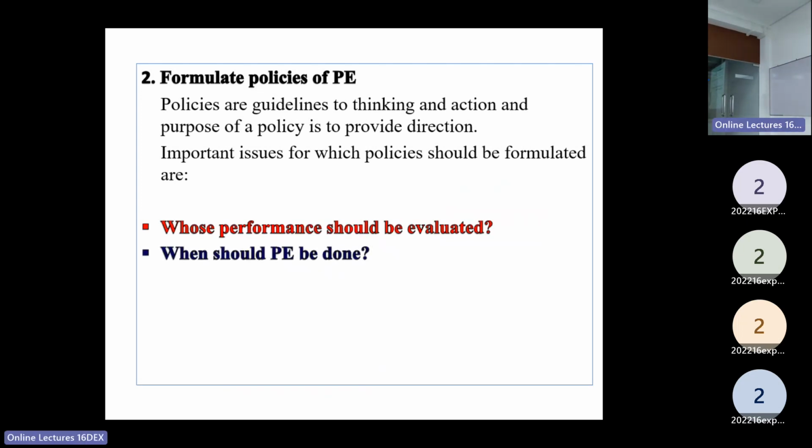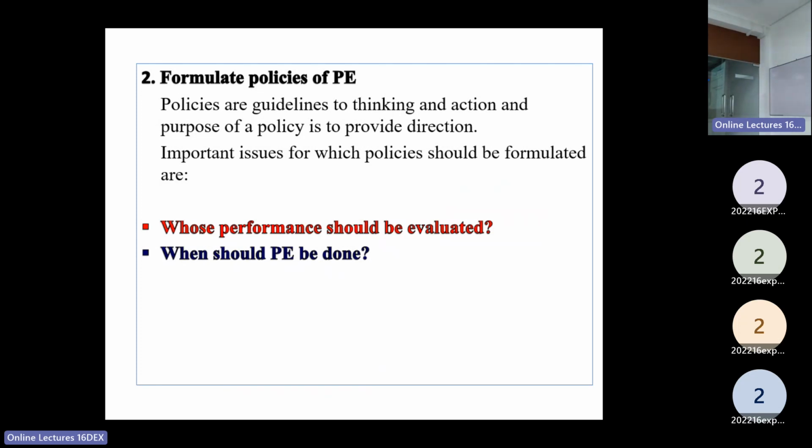There are many categories of employees. There are managerial employees, non-managerial employees, professional employees, technical employees, factory employees, office employees, and permanent employees, temporary employees, casual employees. There are many categories. Whose performance is evaluated? This is the question. If your boss asks you to do a performance evaluation, first you should ask whose performance should be evaluated. That is the policy decision. When we take the policy decision, we will discuss that. That is one of the issues.